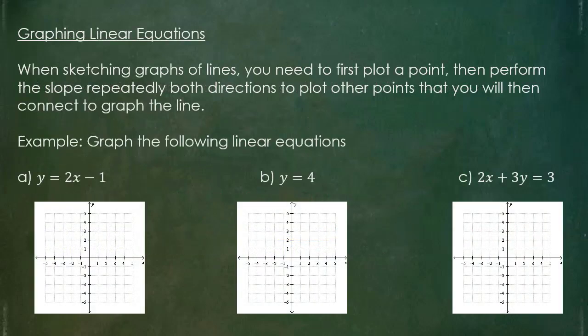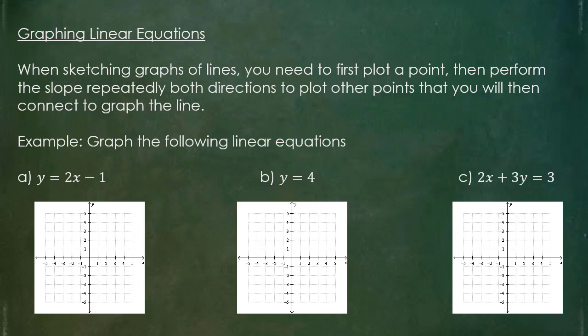So let's go ahead and work through a few examples of graphing these linear equations. When it comes to sketching graphs, my recommendation is to first start by plotting a point and then perform the slope repeatedly in both directions, to the right and to the left, continuing to plot points until you have enough to connect and graph the line. I usually try to go as far left and as far right on the grid as I possibly can without going above or below the end of the grid.